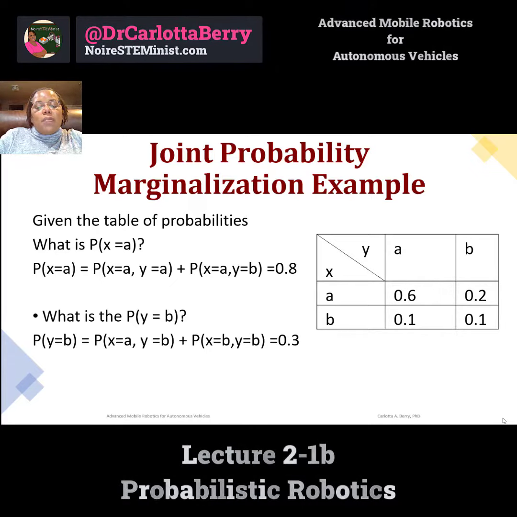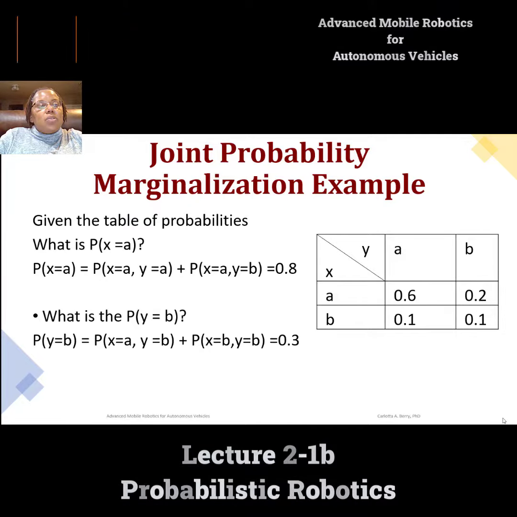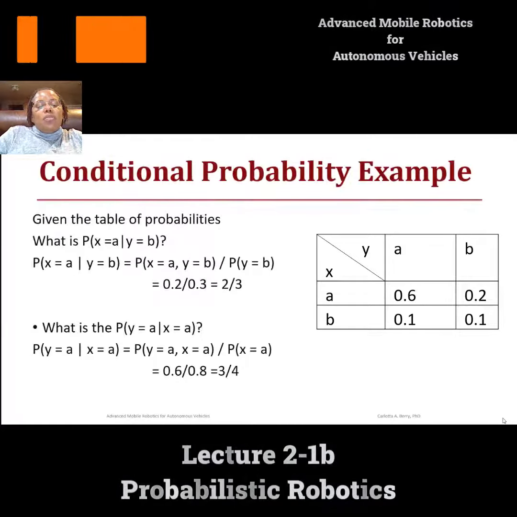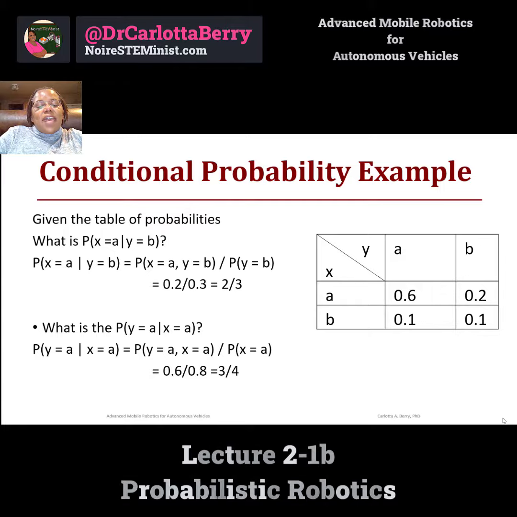Or what is the probability that y equals b? So you would find the probability that x equals a and y equals b. That's 0.2 plus the probability that x equals b and y equals b. That's 0.3. For conditional probability, we use the formula, the probability of x given y.